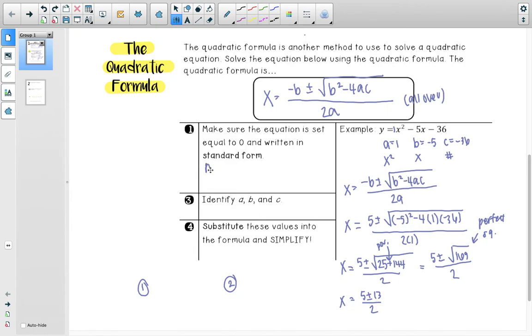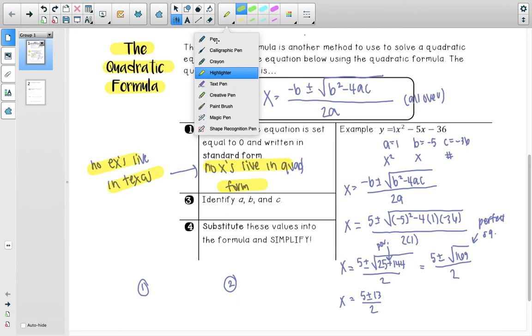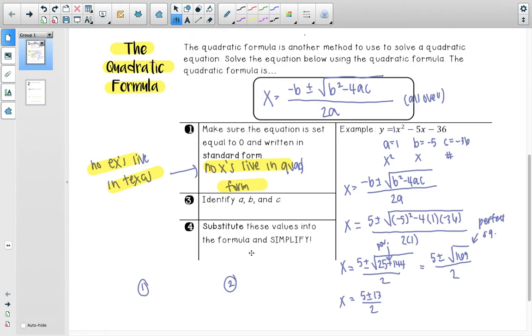So no x's. You know, like there's the thing like no x's live in Texas. Okay, no x's live in quad formula. This is real cheesy. I wish I could make that rhyme like it. No x's live in Texas. No x's live in the quadratic formula. Remember that. You can't escape my lame jokes even from the internet.